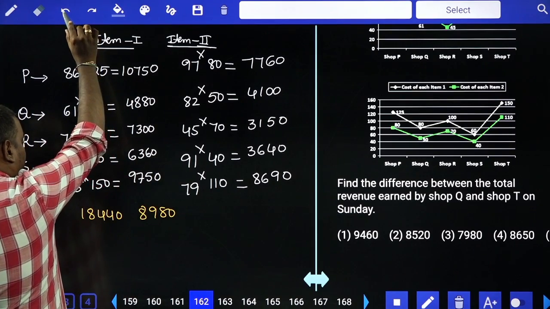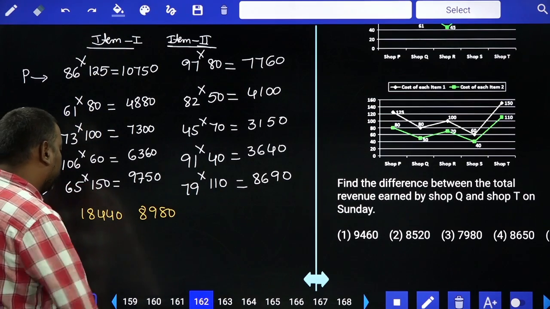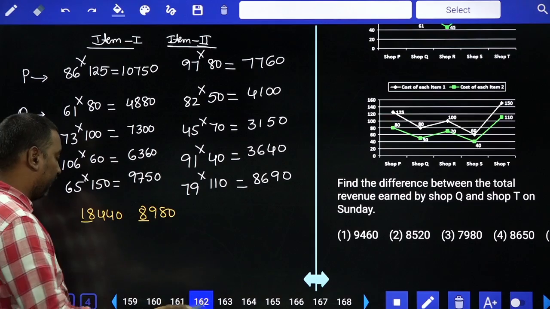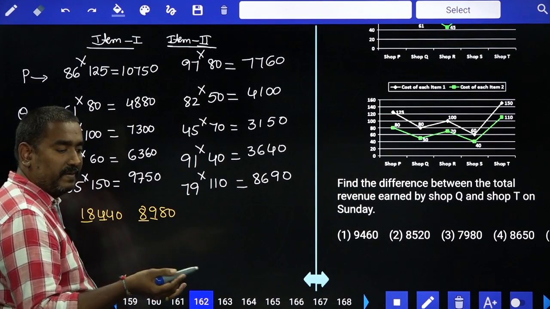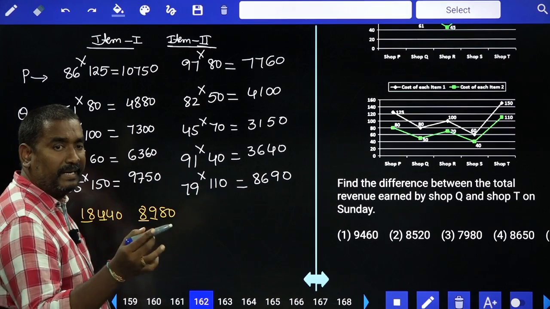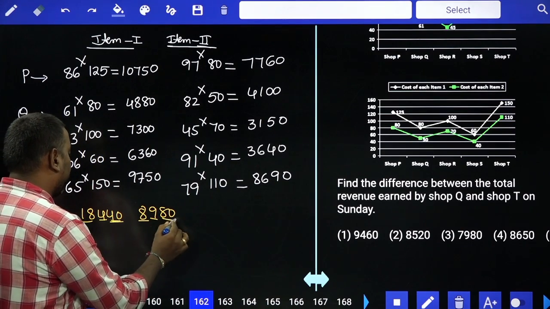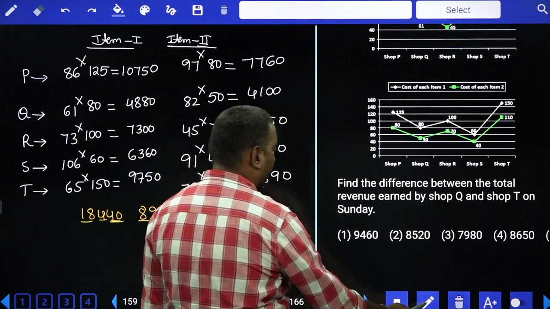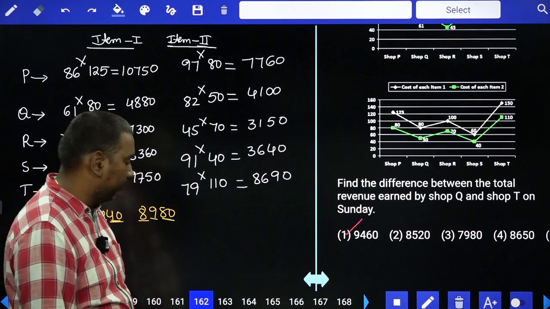18,440 minus 8,980, the difference: 18,000 minus 8,000 is 10,000. 400 minus 900 is minus 500. 10,000 minus 500 is 9,500. 40 minus 80 is minus 40. 9,500 minus 40 is 9,460, which is our answer.